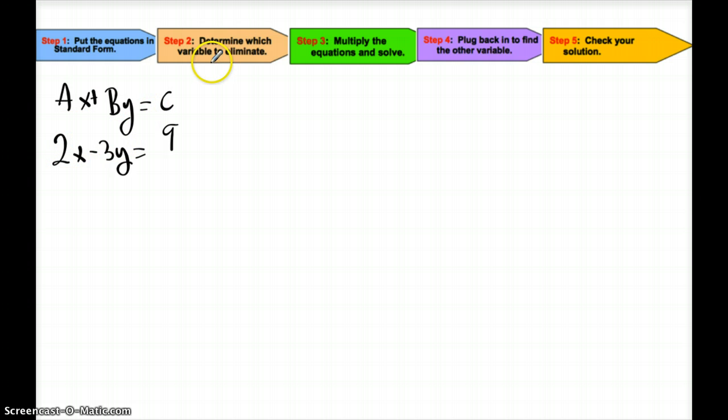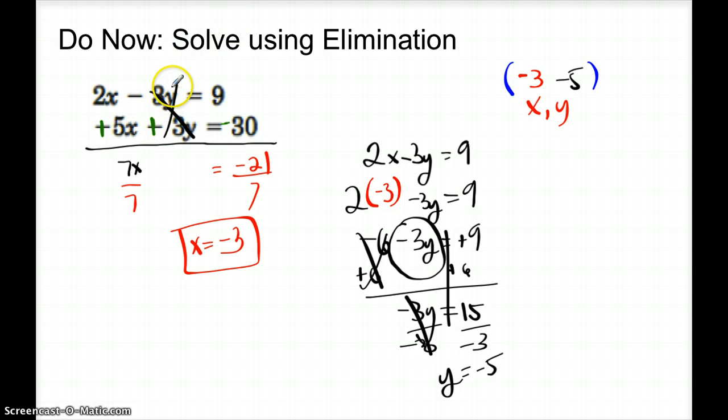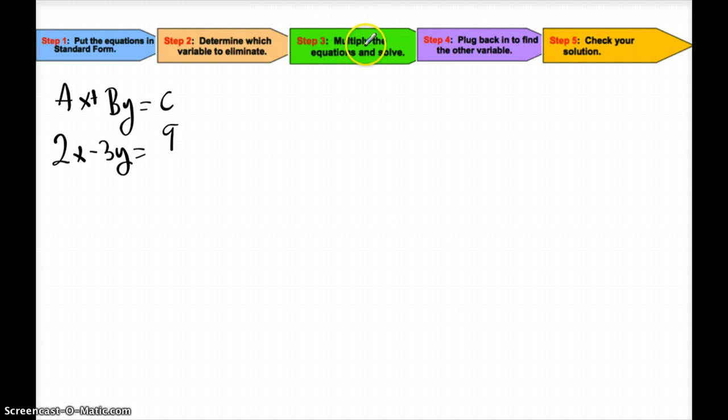Determine which one to eliminate. Before, we wanted to eliminate the 3's. Multiply the equation and solve. So this is the new one. This part is new. Okay, so this one's important.